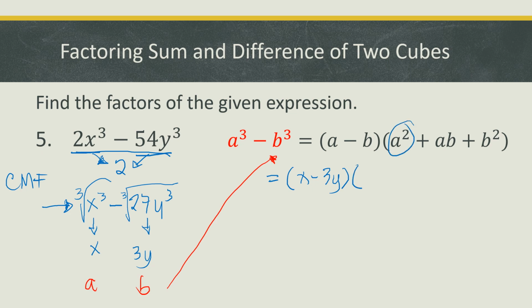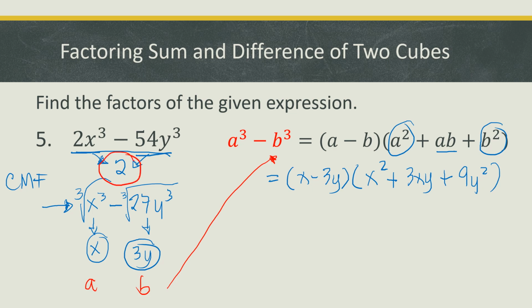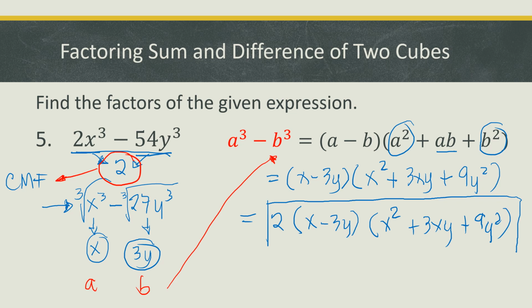Get the square of your a, which is x, that is x squared, plus the product of a and b, x times 3y is 3xy, plus the square of the b value, that is 9y squared. And again, 2, which we have used as our common monomial factor, is also included on our factors. So we have now 2 times x minus 3y times x squared plus 3xy plus 9y squared. And these are now the factors of the given expression.